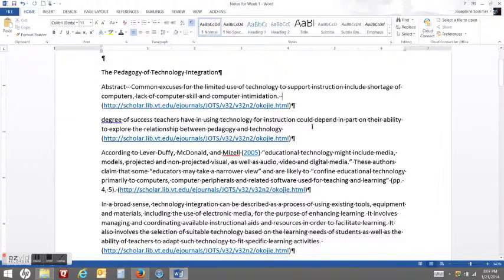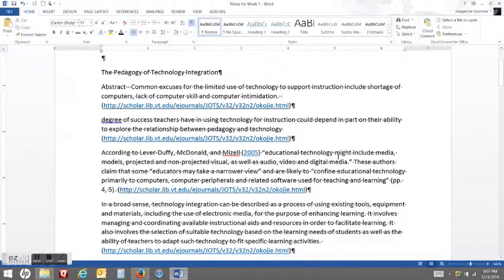The second one, degree of success teachers have in using technology could depend in part on the relationship. I think that would apply to those also, because I don't think they look at technology as something that enhances their curriculum. I think they look at it more as a new fad. So I might want to look at that.